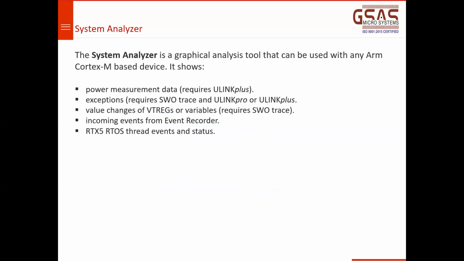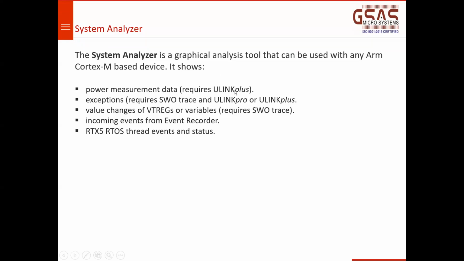Next is the system analyzer. System analyzer is again a graphic analysis tool. Similarly, you can take it as a logic analyzer, but one additional feature it has is that it gives you the power consumption. If you are using ULINKplus, this is a JTAG debugger from ARM only. ULINKplus helps you in programming the flash of the processor or MCU and debugging the code which is running on the hardware. In addition, it can also do the power measurement.